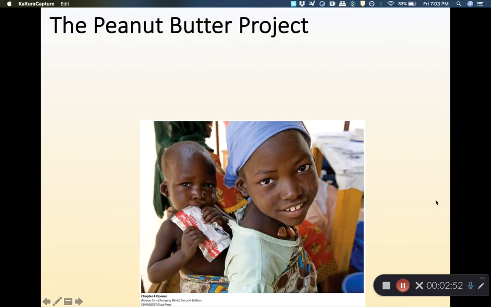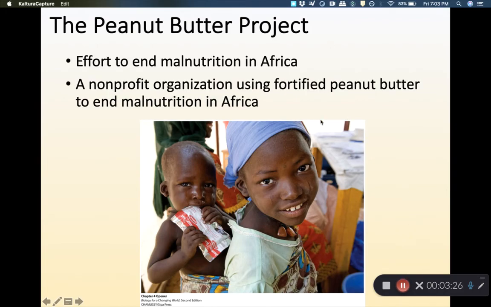In your chapter readings for this week, the question of malnutrition was viewed through the lens of the Peanut Butter Project, which is essentially a way of combating malnutrition with a protein-enriched peanut butter that contains several macronutrients that allow individuals with malnutrition to rapidly gain weight and obtain the nutrients that they need in order to recuperate. This is led by a nonprofit organization that's working to end malnutrition in Africa.